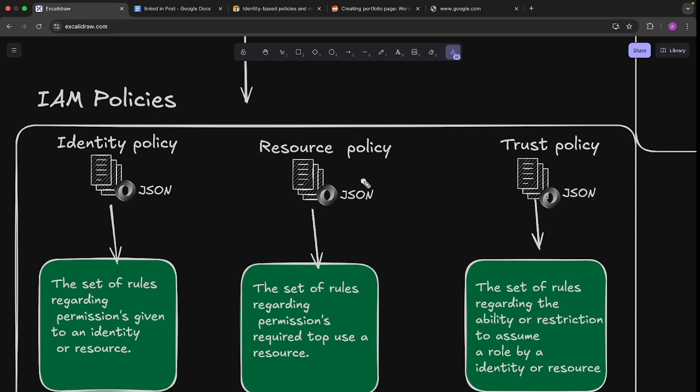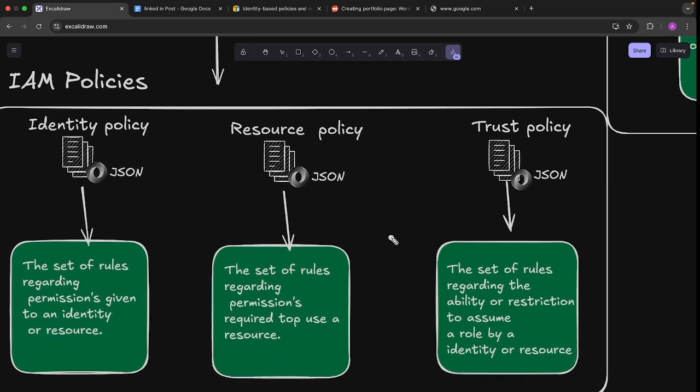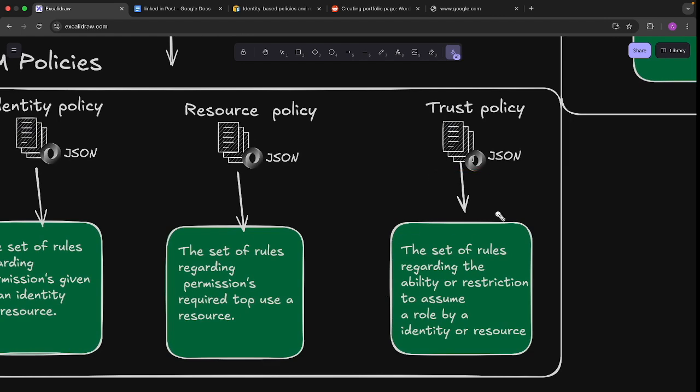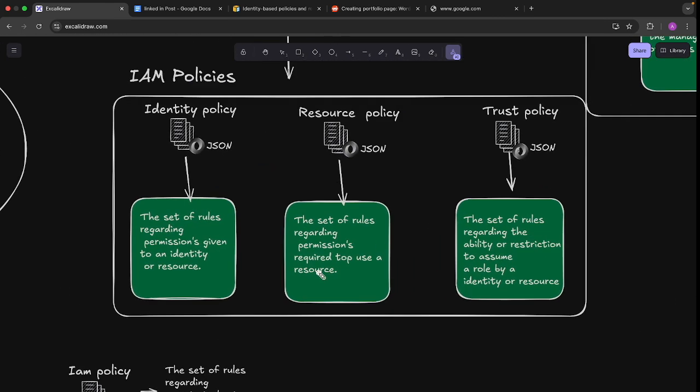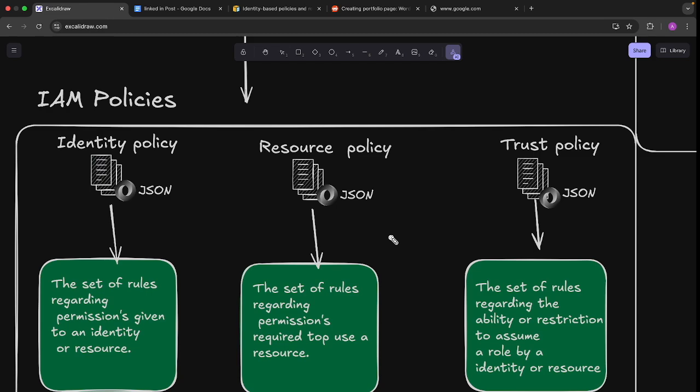While a resource-based policy is a policy attached to a resource, it can define the identities capable of accessing the resource or the permissions required to access the resource. A trust policy is usually attached to a role. It is typically used to define what identities can assume the role.